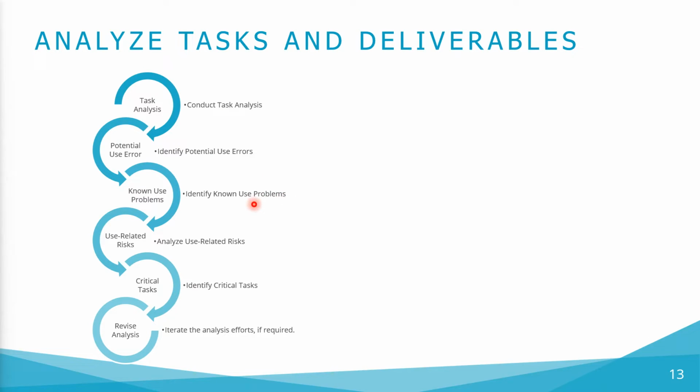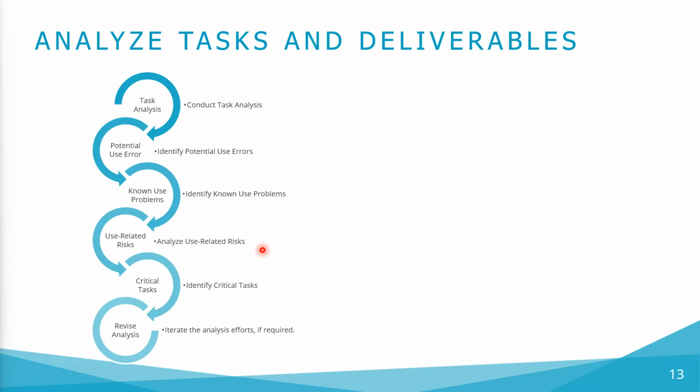Identify known use problems. Identifying known use related problems with comparable devices is a technique for identifying use errors. This analysis is required by regulators to ensure that new products are not prone to the same serious adverse events and interaction issues that have occurred with marketed devices.